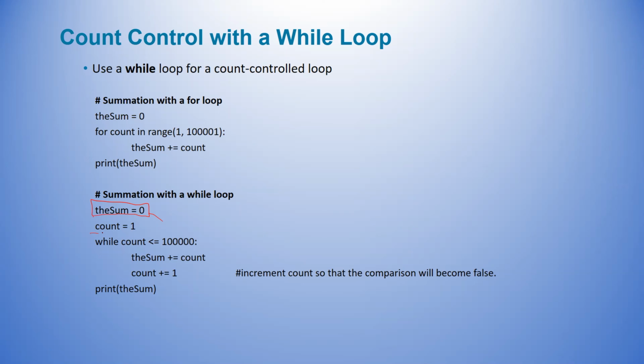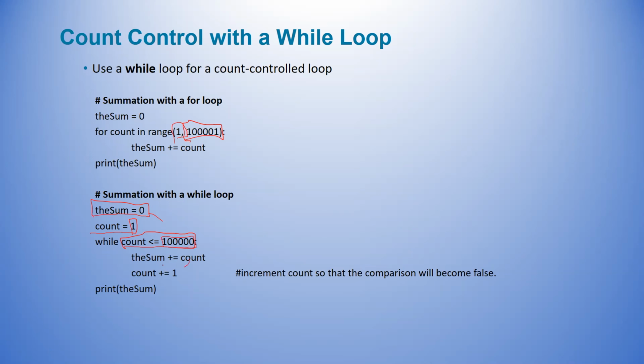Okay, and this is the loop control variable. We initialize it to 1, just like this. And while count is less than or equal to this number. So this is exactly like this, right? That's the ending number. And I'm saying less than or equal to, so that includes this.